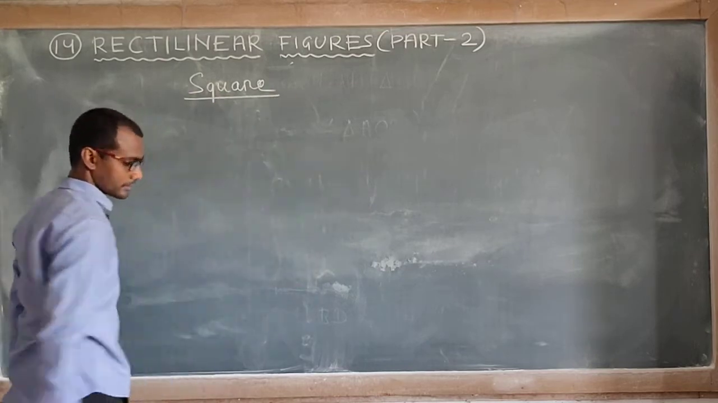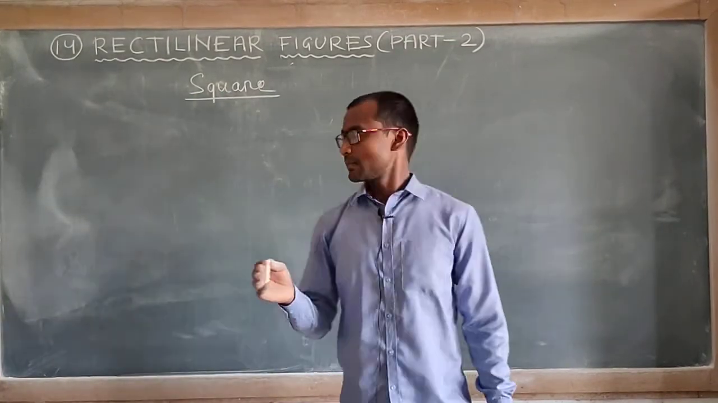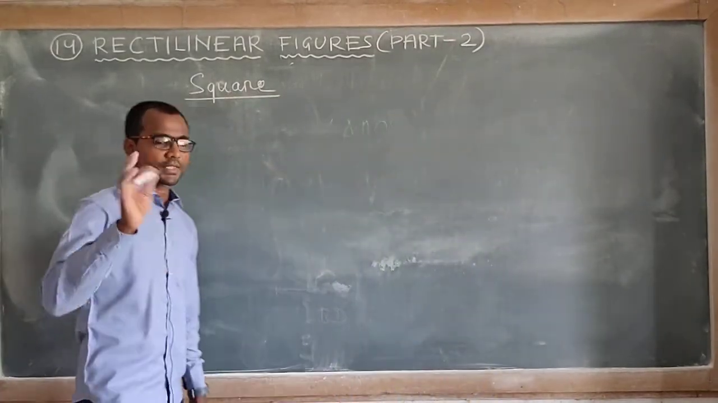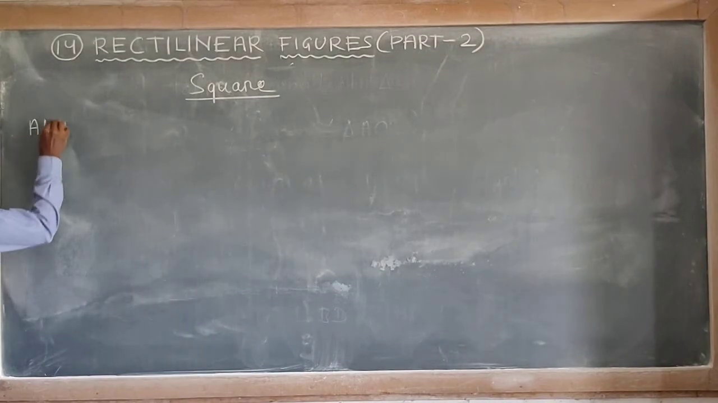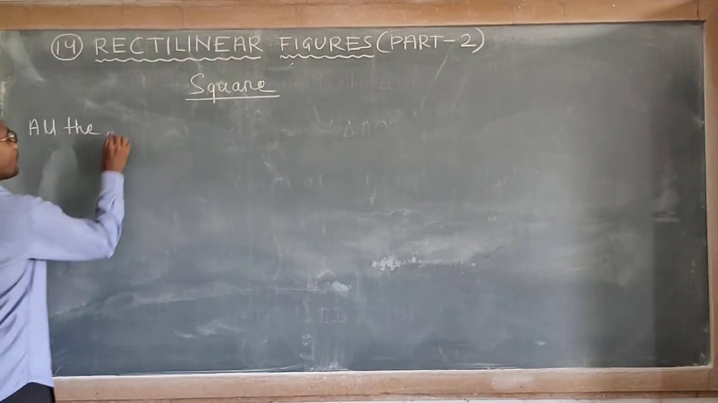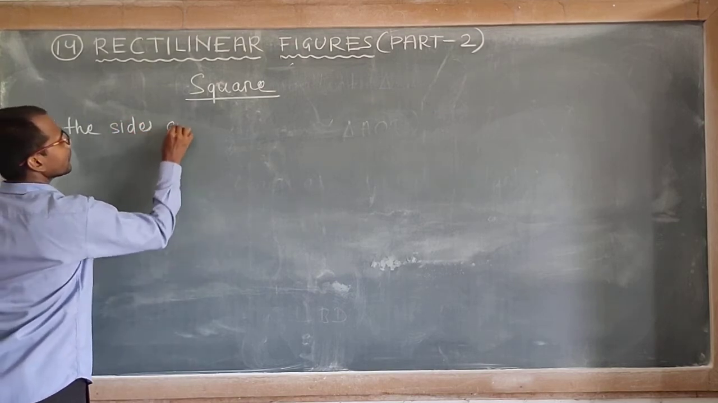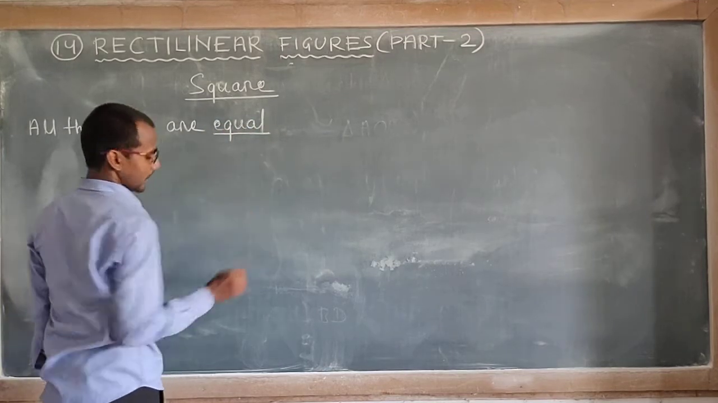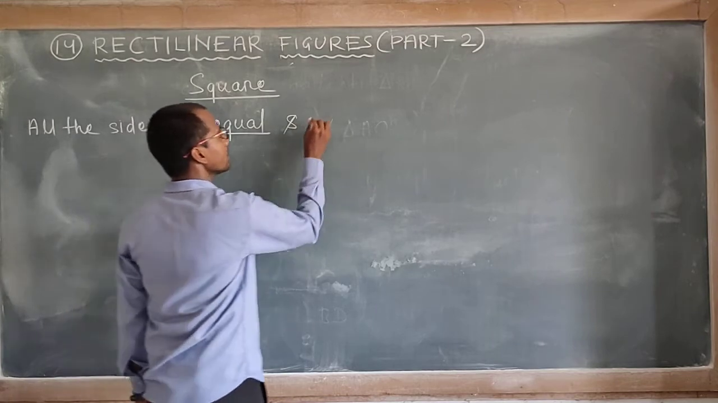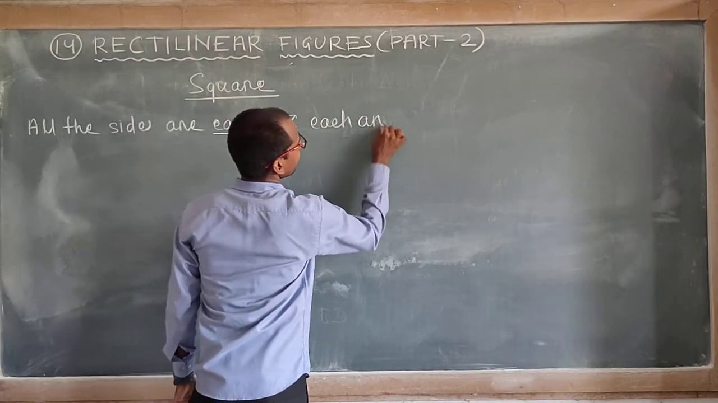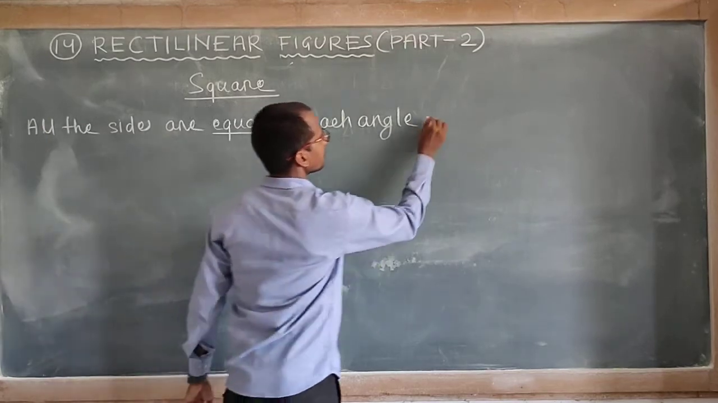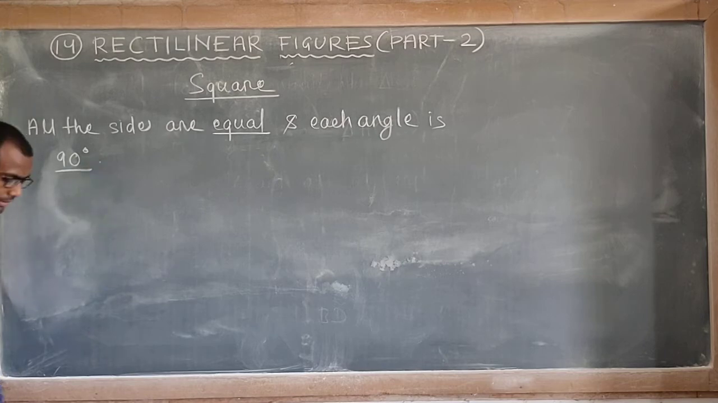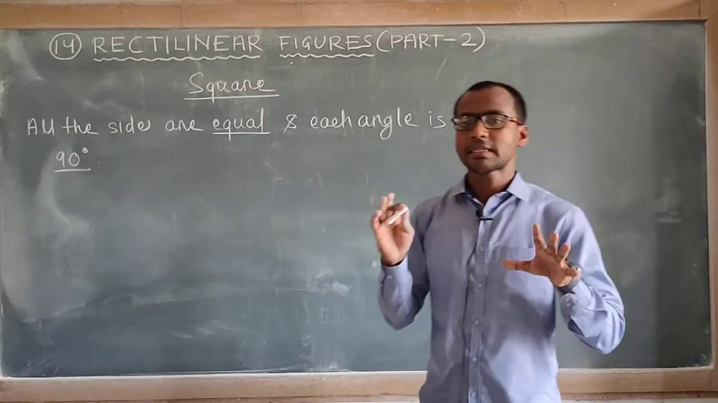Okay, it is a very beautiful quadrilateral. Now what is the definition of a square? It is a quadrilateral in which all the sides are equal and each angle is 90 degree.